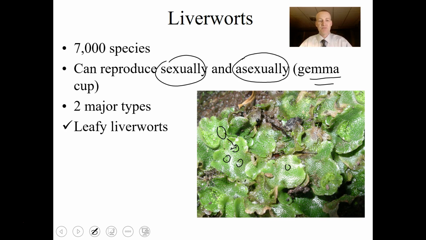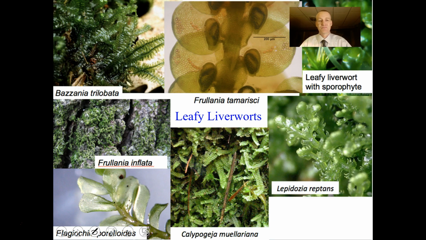There's two major types. There's kind of more of a leafy-like liverwort, and then there's a thalloid liverwort. You'll see a thalloid liverwort over here. Leafy liverwort's going to have more leaf-like looking structures. So these are just some different representatives of it. You can see these are leaf-like structures here. So these are representative of leafy liverworts, and there's all different kinds of them.